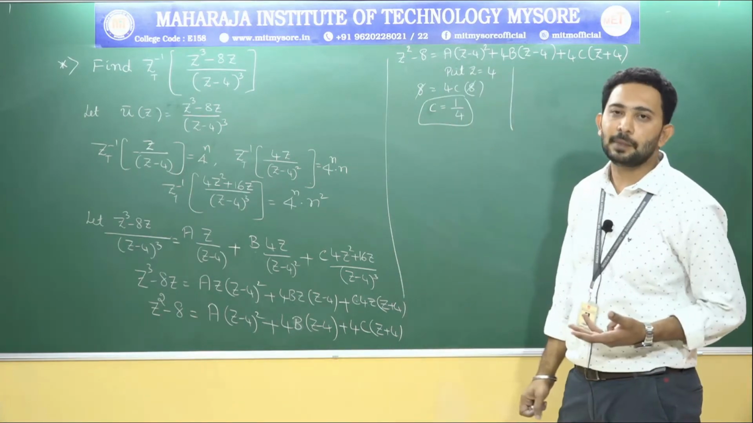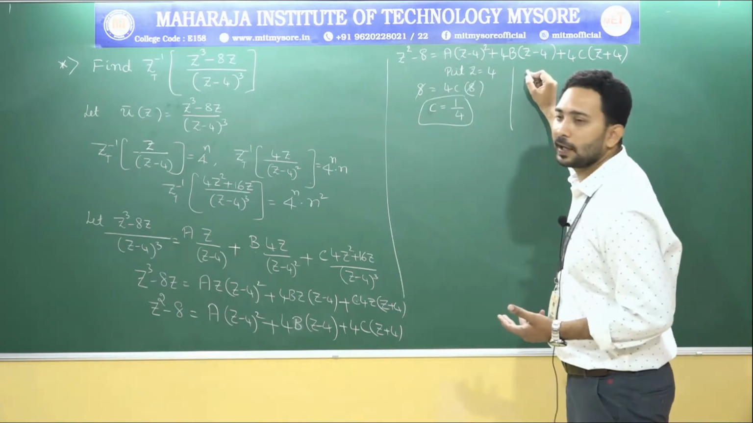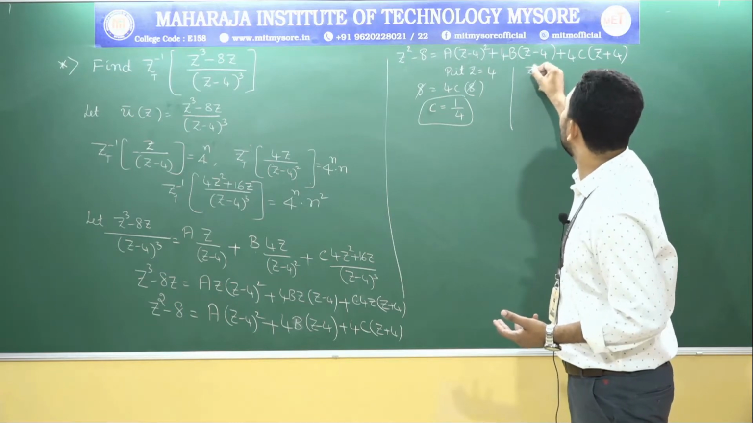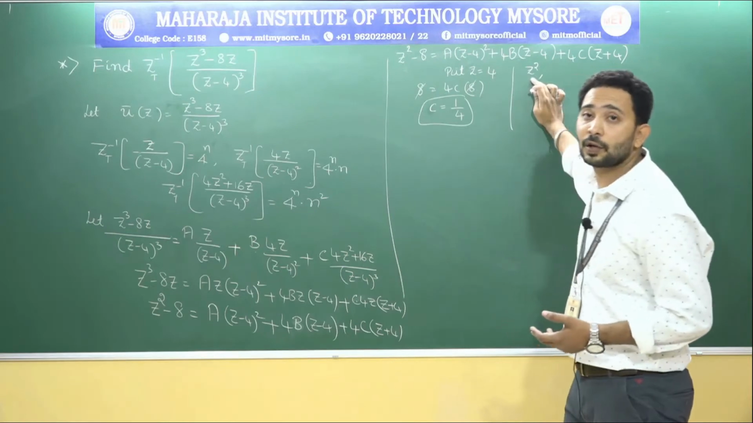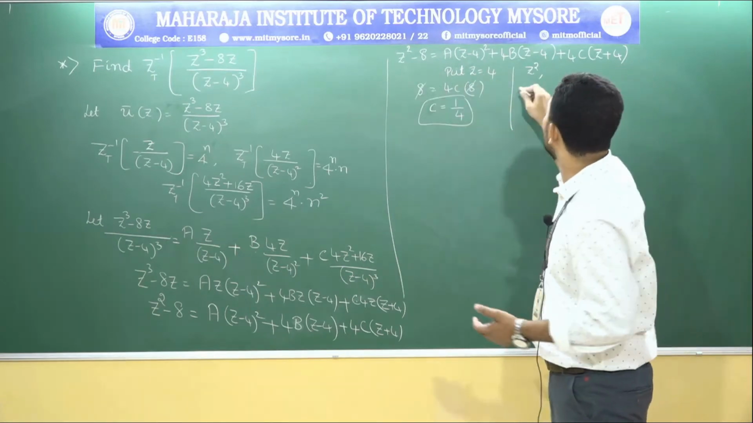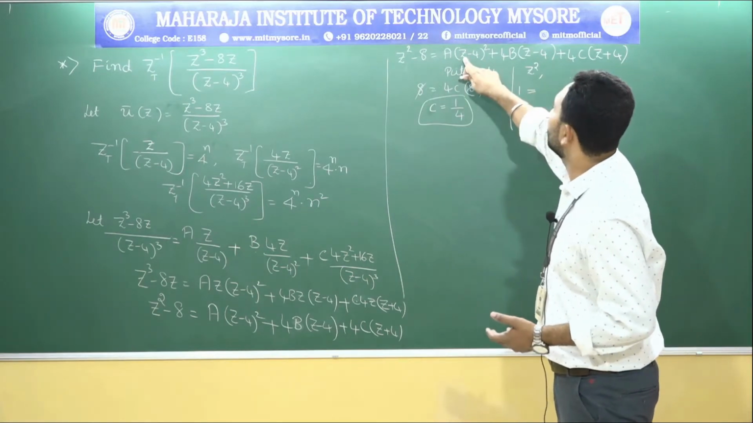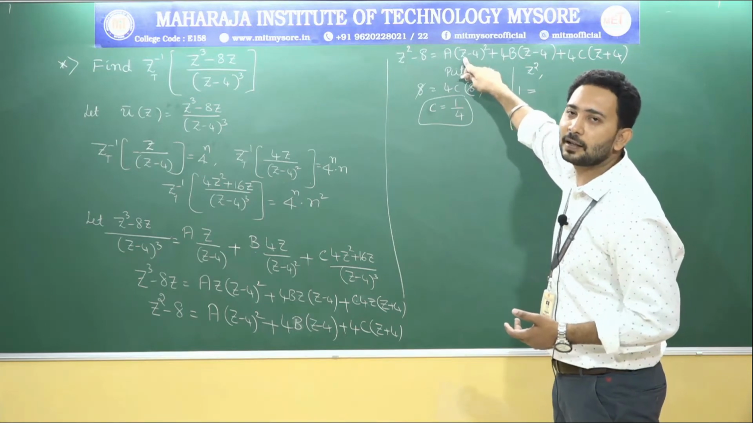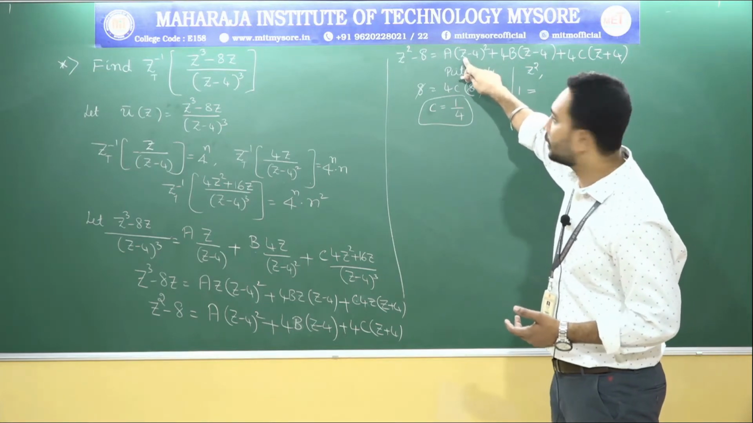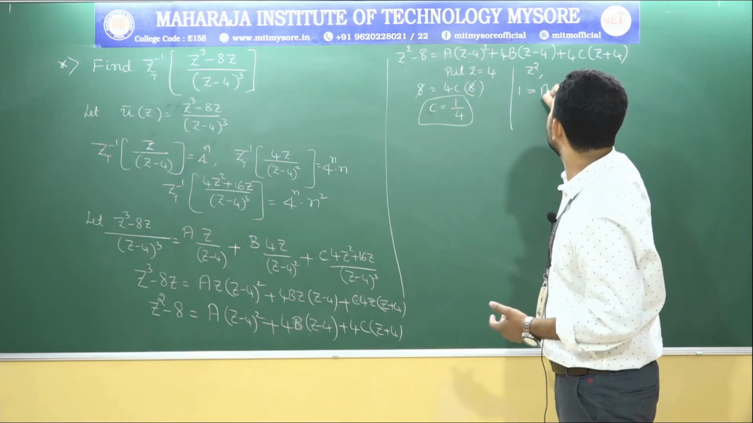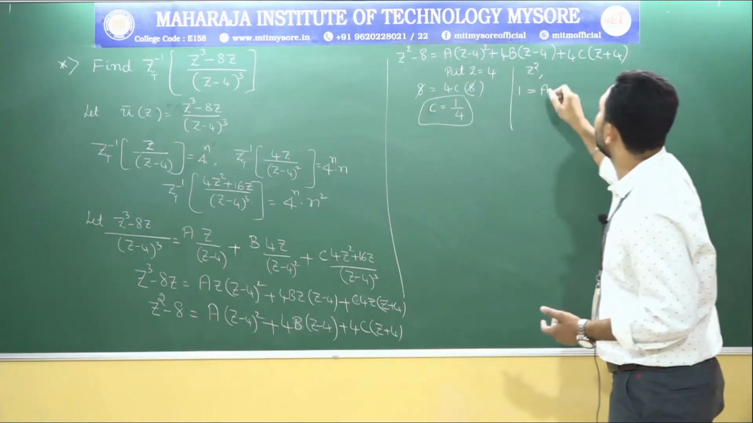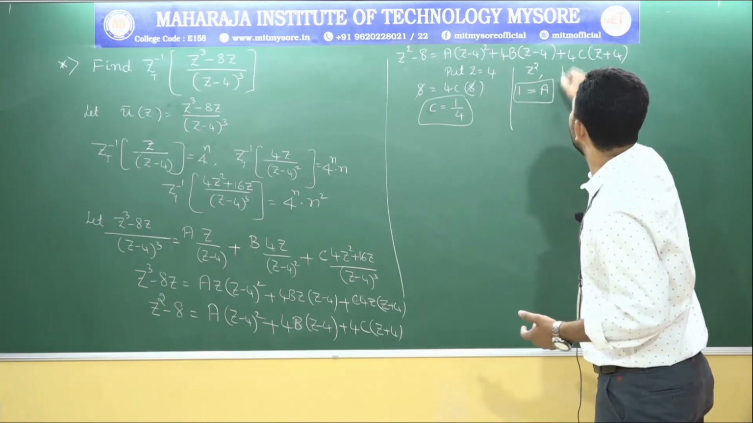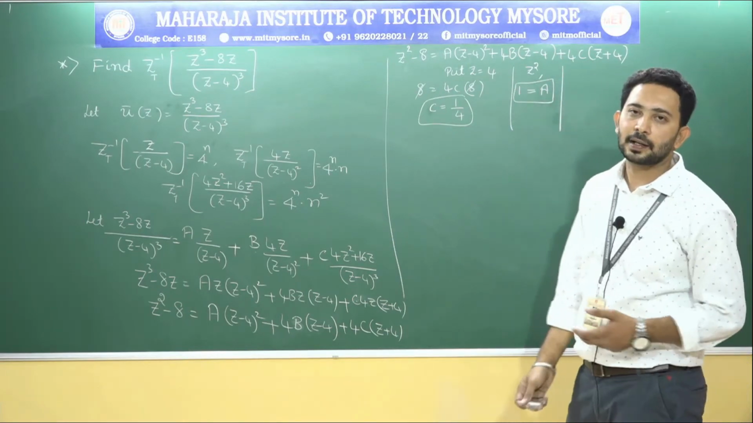To find a and b, equate the coefficient of the highest term, that is z square. If we equate the coefficient of z square, we will get 1 equals, it is in the form of (z minus 4) whole square, we can find z square here. So the coefficient of z square is a. We don't have any z square here, and here also we don't have any z square. So the value of a is 1.